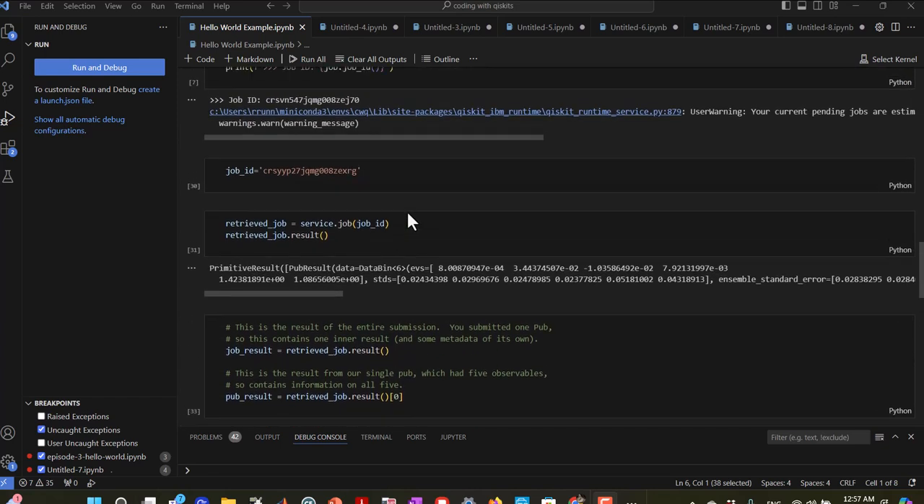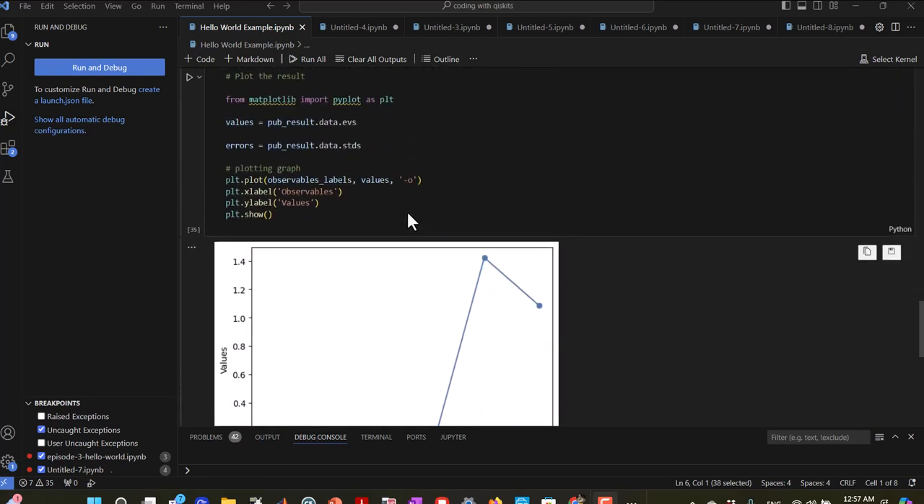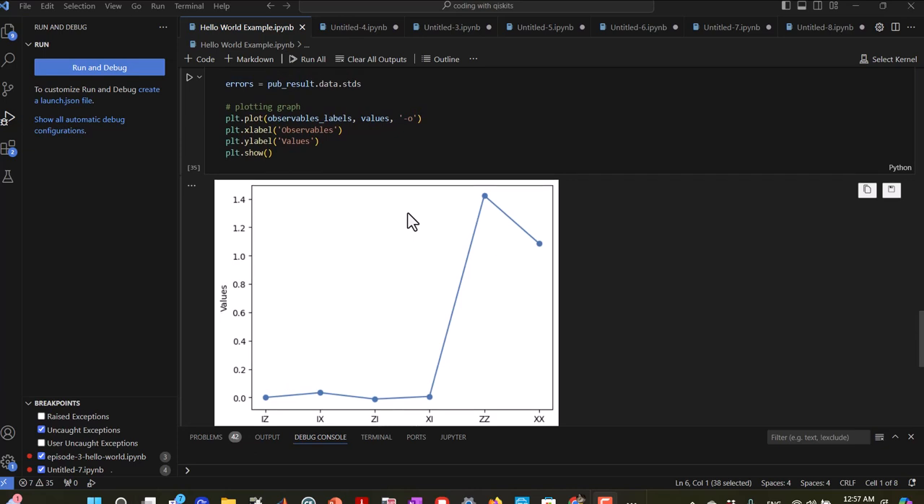Is that real data, or did I do a simulator? That looks like real data. So maybe that's not so bad.